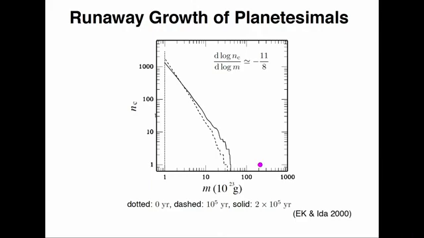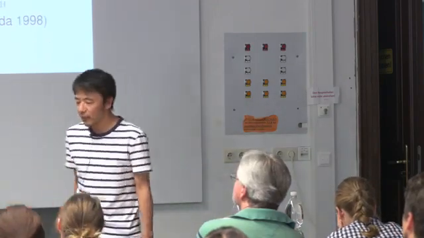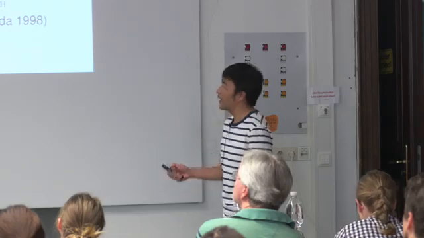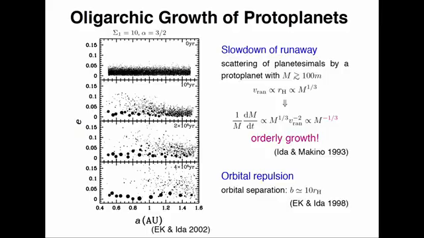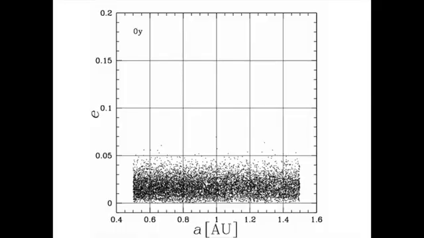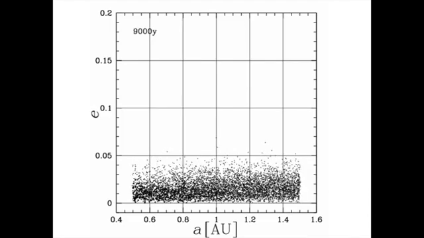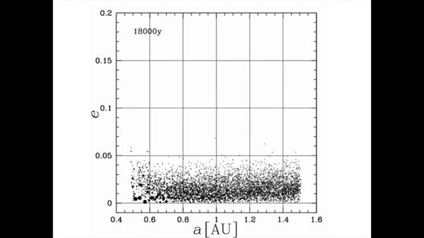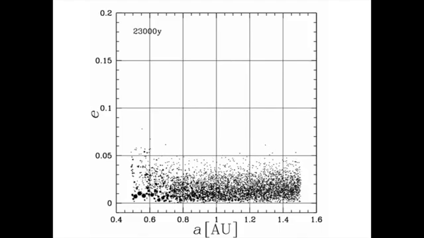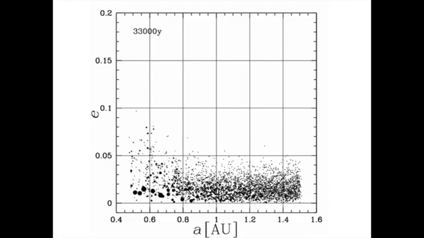So then the question here is, can we form the Earth just by runaway growth? But we can't. The runaway growth stalls inevitably. So then what happens is this mode, which we call oligarchic growth. So this is semi-major axis and eccentricity. Initially, all planetesimals have equal mass. And this is time in years. So we have a runaway growing body right here.